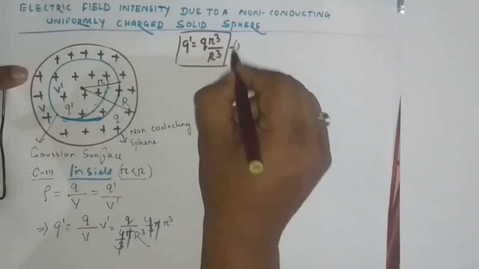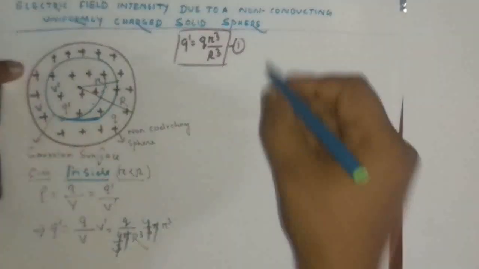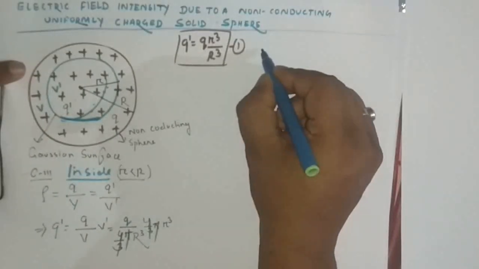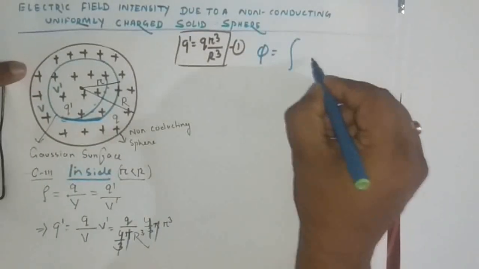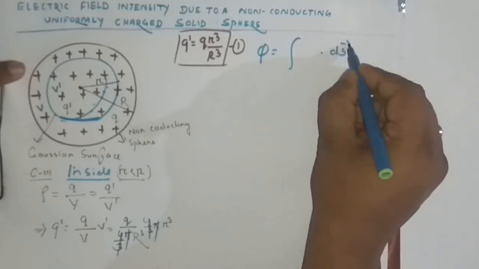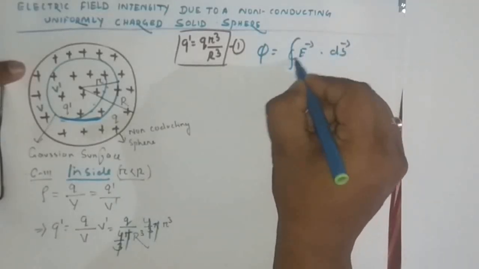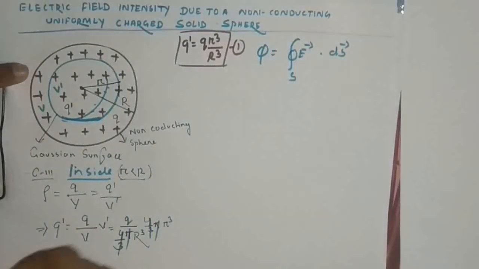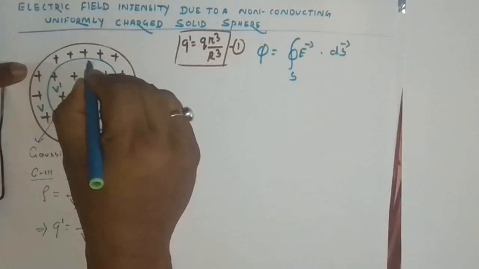So here I have to do one extra thing. Now the same thing I have to follow like the others. Flux, that is the surface integral of electric field around a closed surface. This is the Gaussian surface.